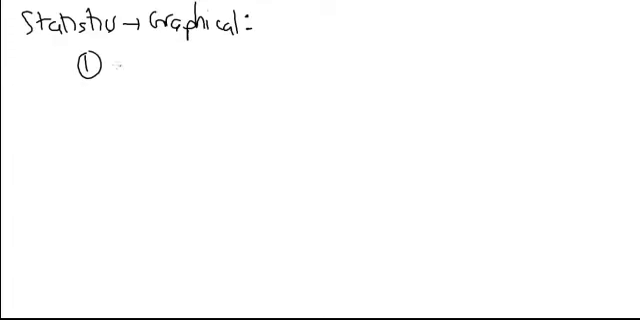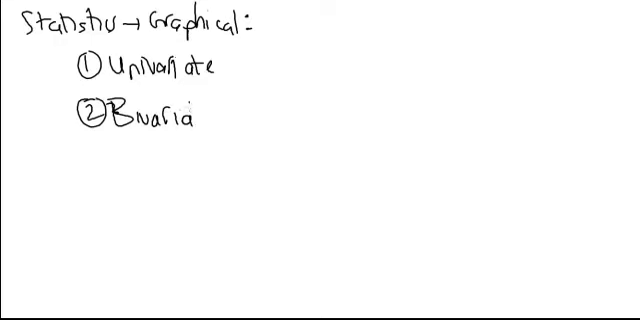So firstly, there's univariate, and secondly there's bivariate. So as the name kind of suggests, univariate is when you just have a single piece of data.